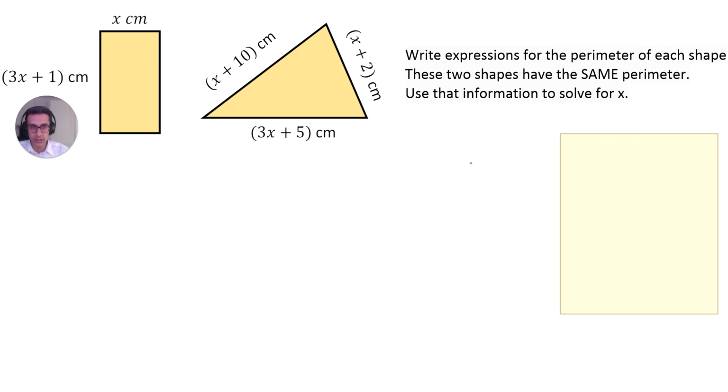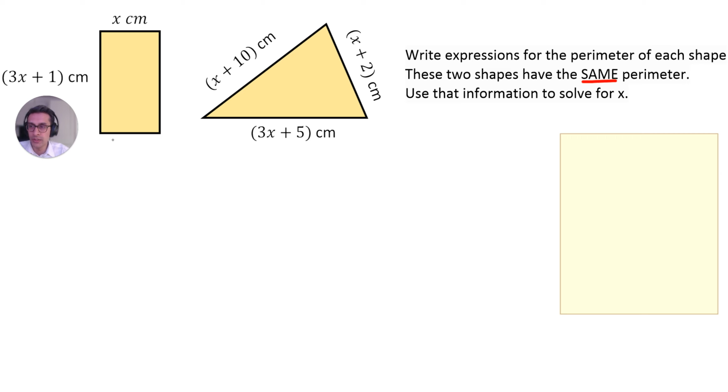Pause the video and have a go with this, and then we're going to work out some information. Okay, so we're going to write an expression for the perimeter of each shape. The perimeters of each of these shapes are equal, they're the same, and then use that information to solve. So pause the video if you need more time. I'm going to now just work out the perimeter of these shapes.